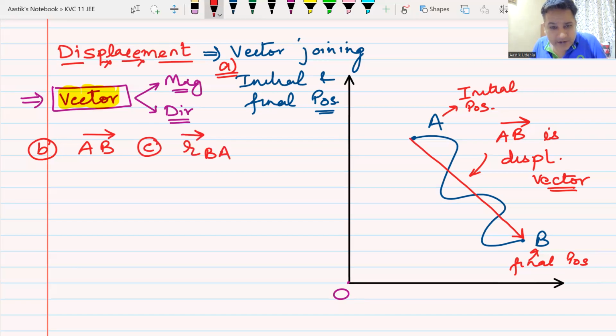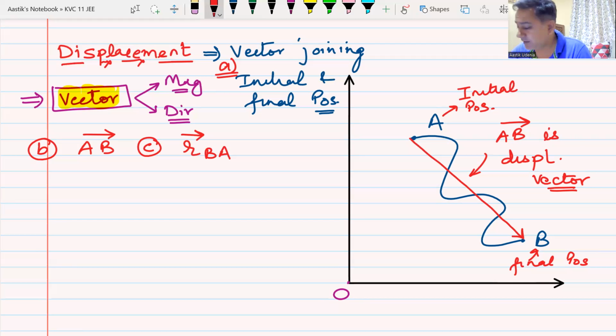Remember the way I had written position vector. OP vector was written as position vector of P with respect to O. So AB vector, if I reverse it, AB vector can be written as position vector of B with respect to O. Yes or no? So basically displacement is the position vector of final position with respect to the initial position. Do we understand this? Position vector of final position with respect to initial position.